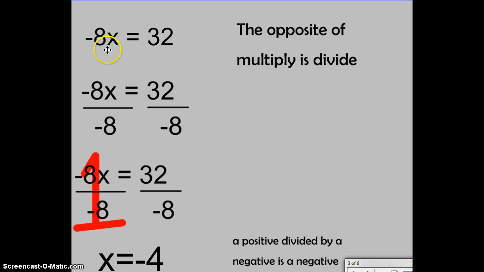If I have negative 8 times x equaling 32, the opposite of multiply is to divide. I'm going to divide by negative 8 on both sides of my equal sign. The negative 8 over negative 8 simplifies to a 1, which leaves me with just x on the left side. 32 divided by negative 8 will be negative 4, because a positive number divided by a negative number gives me a negative number.